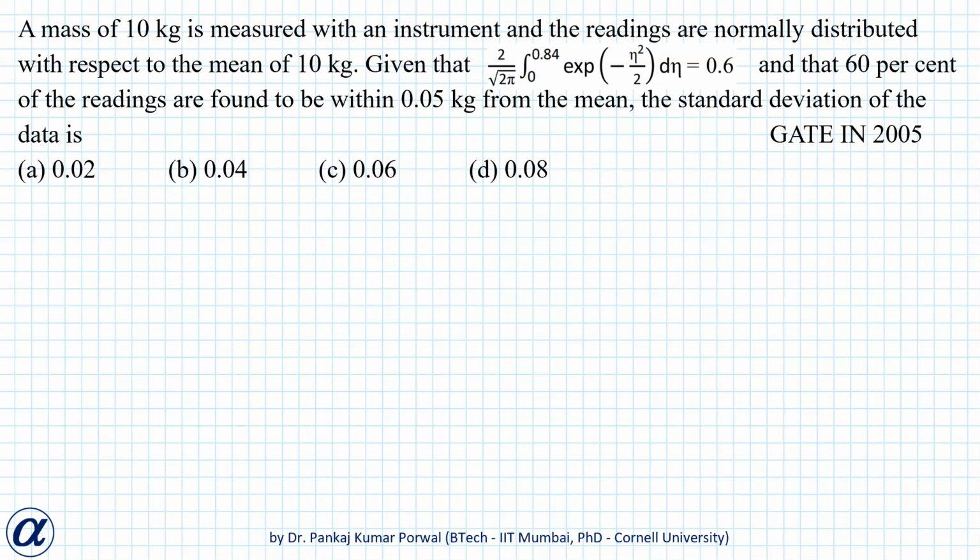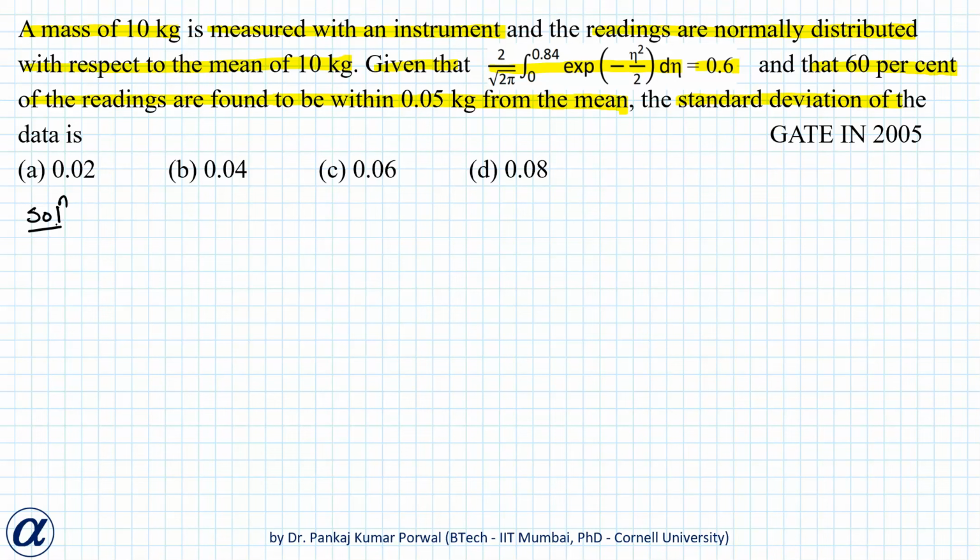In this question, we are given that a mass of 10 kg is measured with an instrument and the readings are normally distributed with respect to the mean of 10 kg, and we are given the value of this integral equals 0.6, and also that 60% of the readings are found to be within 0.05 kg from the mean. Then we want to find the standard deviation of our measurements of the mass.